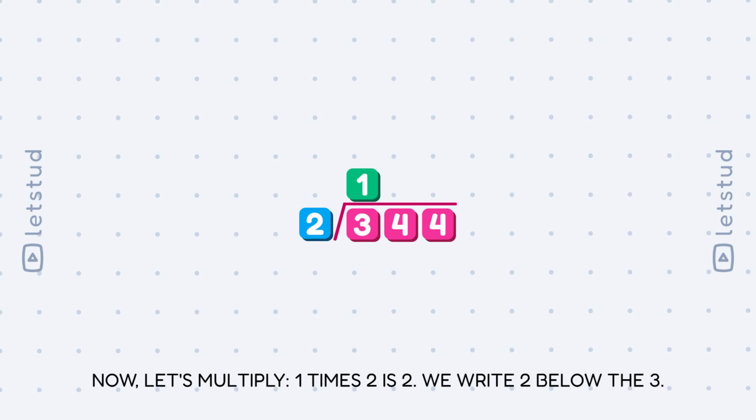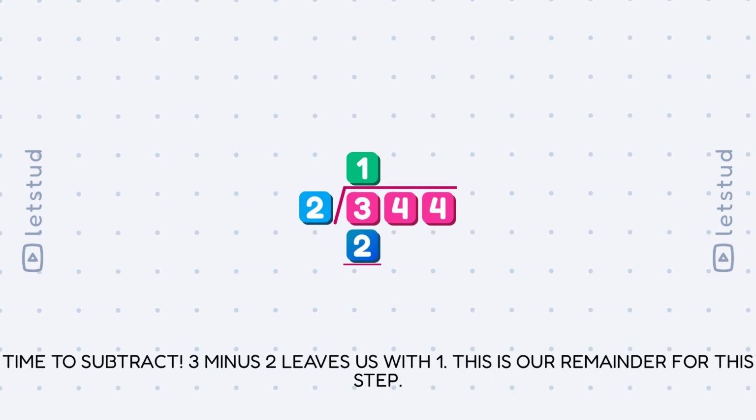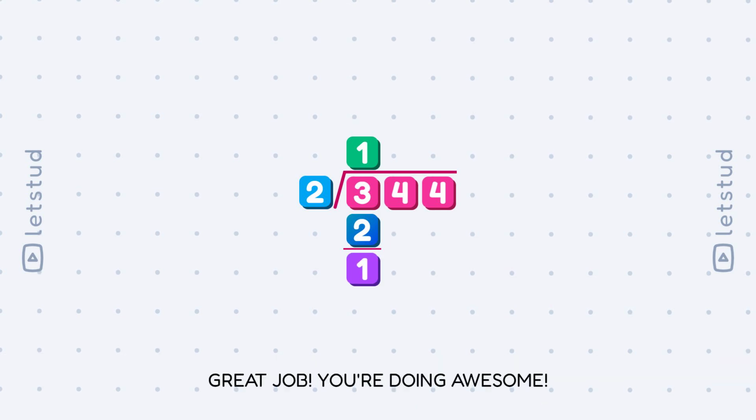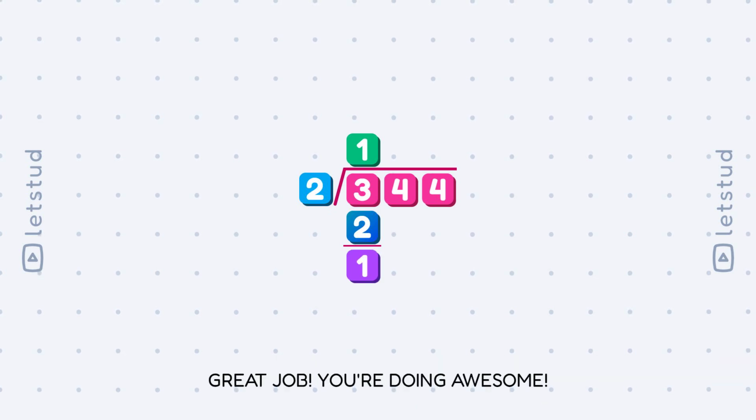Now let's multiply. 1 times 2 is 2. We write 2 below the 3. Time to subtract. 3 minus 2 leaves us with 1. This is our remainder for this step. Great job, you're doing awesome.